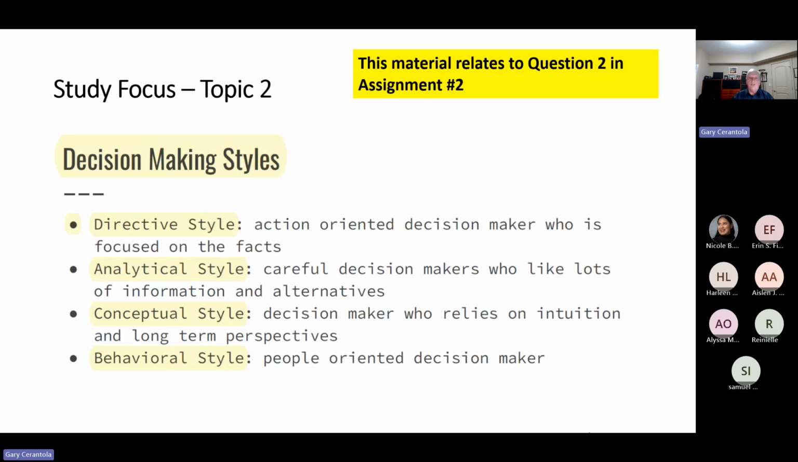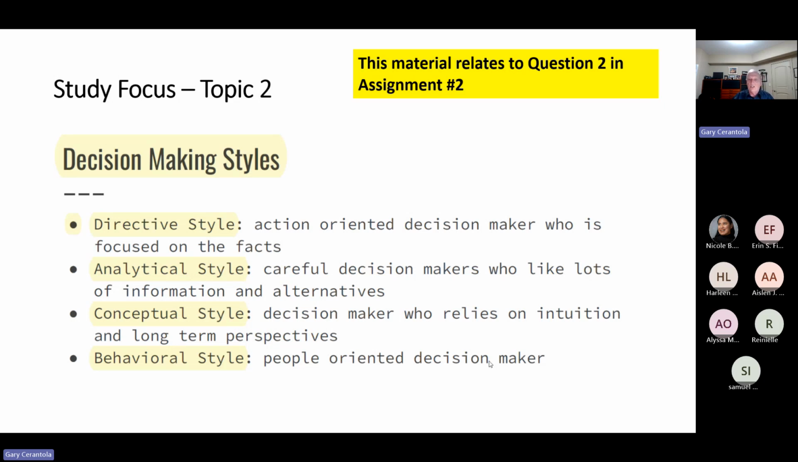And then the behavioral style is, okay, well, we need to make these decisions along the lines of who we are making this for, and they should be part of that decision as well. And really what that does in a lot of cases is it encourages a lot of buy-in by the decision participants because they're part of the solution.